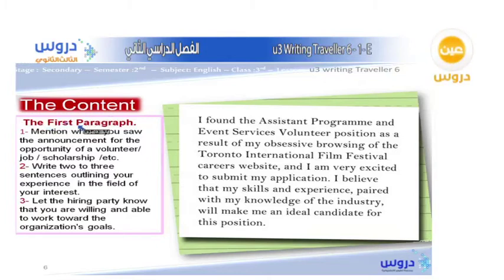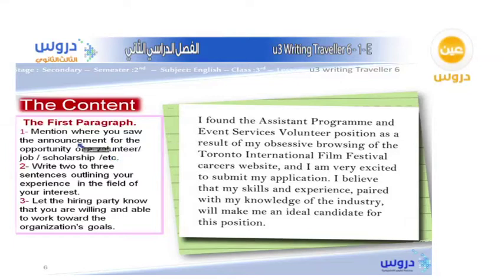All right, so in the first paragraph, we have three main points. Mention where you saw the announcement for the opportunity, a volunteer position, let's say a job, scholarship, etc. And write 2 to 3 sentences outlining your experience in the field of your interest. And the third point you need to take into consideration: let the hiring party know that you are willing and able to work toward the organization's goal. All right, those are the main points in the first paragraph of your application.